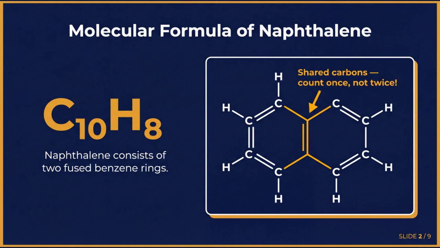in fused rings. Miss, why do we subtract the shared carbons? Aren't they still there? Great question. Yes, the shared carbons are still there, but they belong to both rings. If we counted them twice, we'd be double counting. Think of it like two rooms sharing a wall. You don't count that wall twice when measuring the total, do you? Same idea with fused rings.